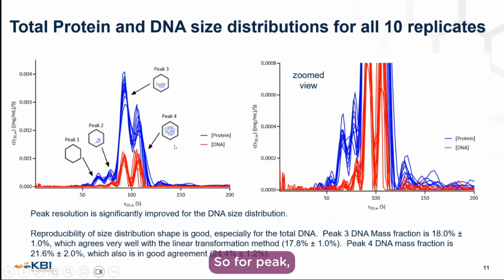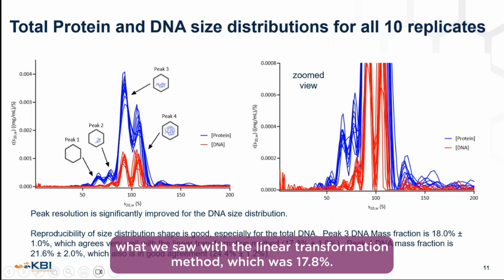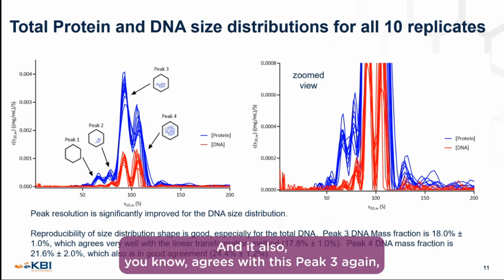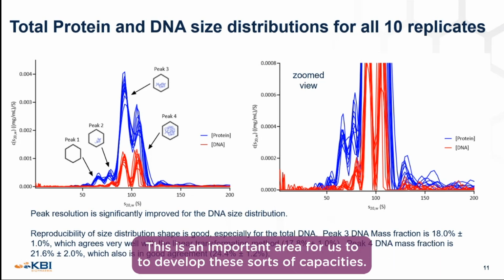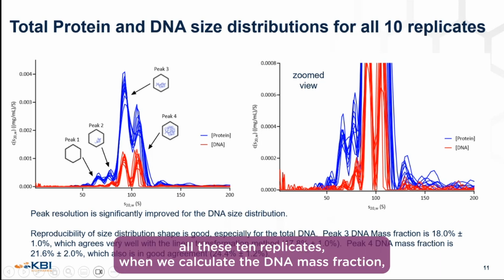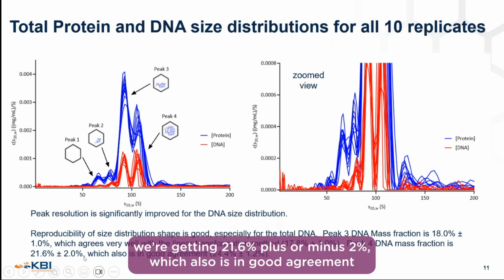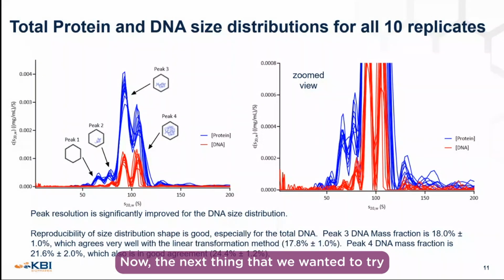So for peak 3 here, we're calculating a DNA mass fraction of 18%, plus or minus 1%, which agrees very well with what we saw with the linear transformation method, which was 17.8%. And it also agrees with peak 3 corresponding to a single genome packaged in the capsid. And similarly for peak 4, across all 10 replicates, we're getting 21.6% plus or minus 2%, which is also in good agreement with the linear transformation method.